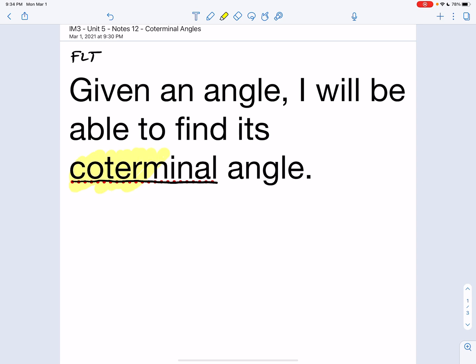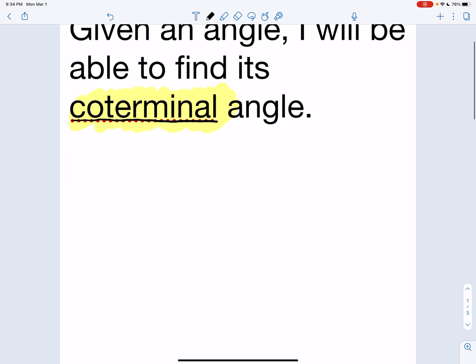So, the whole idea is you want to know what a coterminal angle is, and you want to be able to find it, okay? So, just to give you an idea.